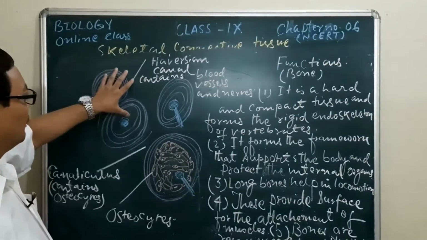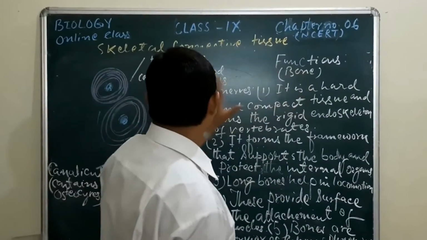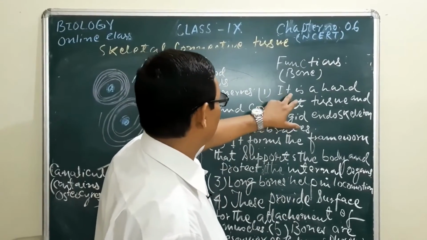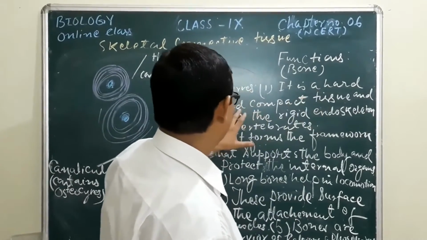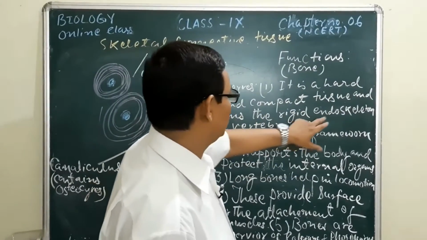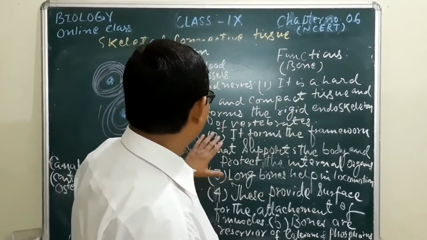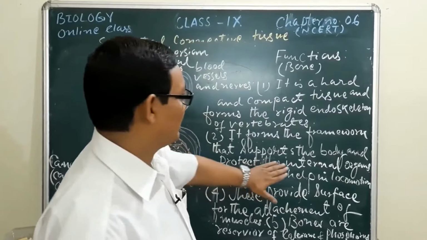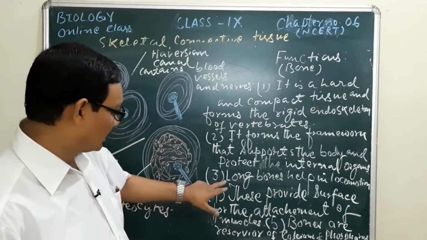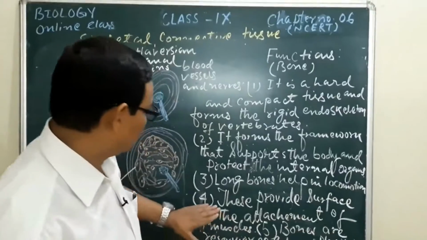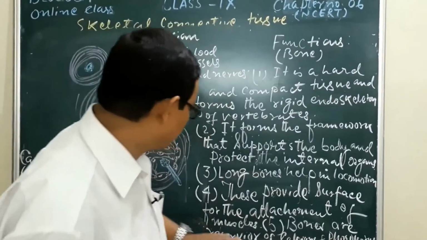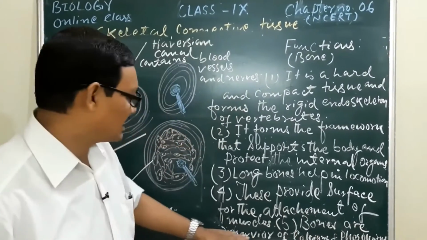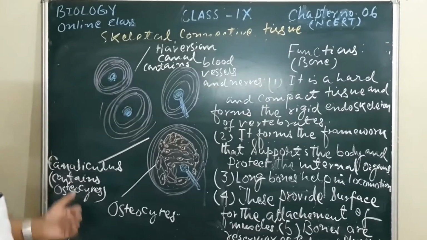Here is the diagram of bone and bone tissue and the several important functions. First, we may look at the functions. Number 1, it is a hard and compact tissue and forms the rigid endoskeleton of vertebrates. Number 2, it forms the framework that supports the body and protects the internal organs. Number 3, long bones help in locomotion. Number 4, it provides surface for the attachment of muscles, and number 5, bones are reservoirs of calcium and phosphorus.